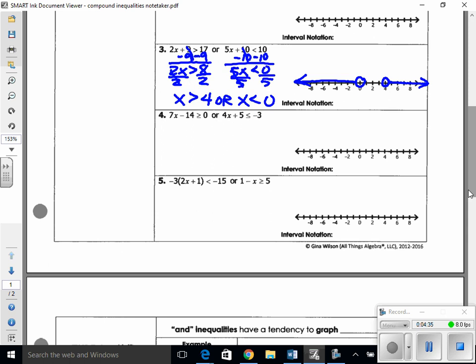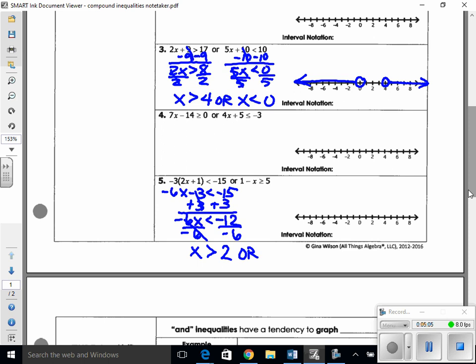All right, then we get to number 5. And we do need to distribute first on this left one. So that means -6x minus 3 is less than -15. We add the 3. That gives us -6x is less than -12. We are going to divide by -6. Because we are dividing by a negative coefficient, we have to flip the symbol to the other direction. So less than becomes greater than 2. Bring down the word or, and we solve the other side.